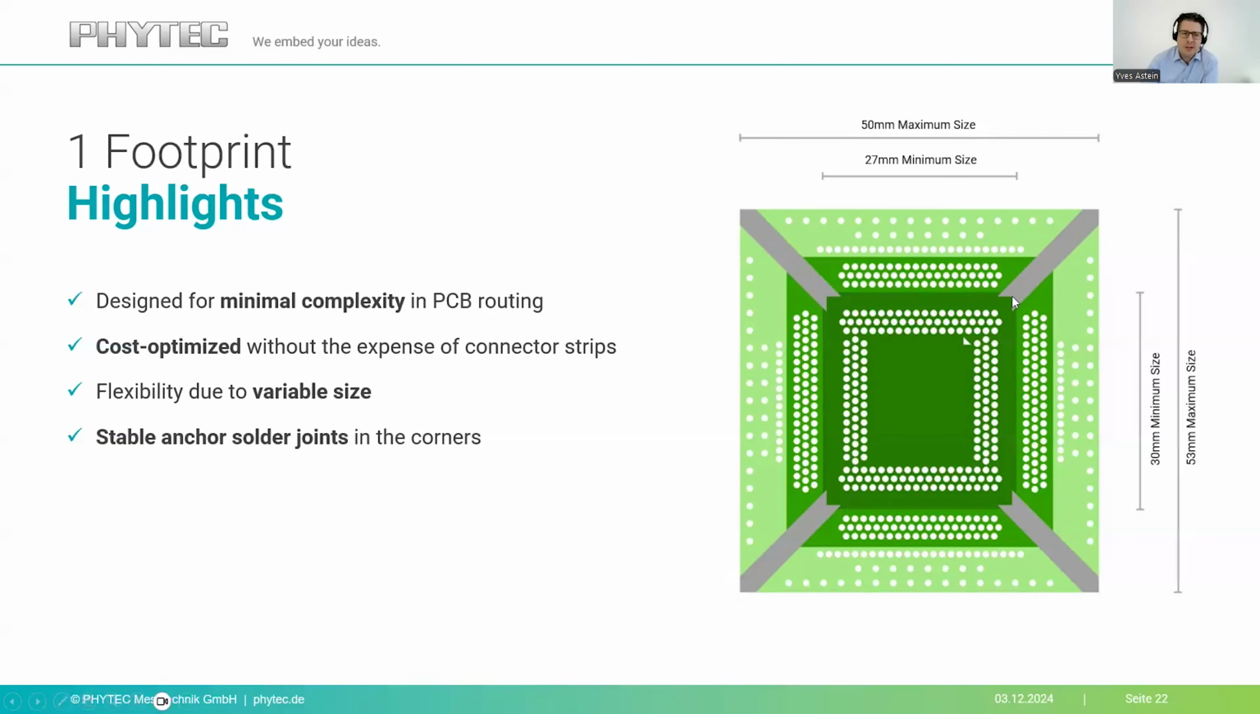So how does it work? As I said, it's variable size. If we have a system on module processor that doesn't have many pins, we've created this growable size, going from 30 millimeters to 27 millimeters, and anything in between, up to 50 millimeters to 53 millimeters.